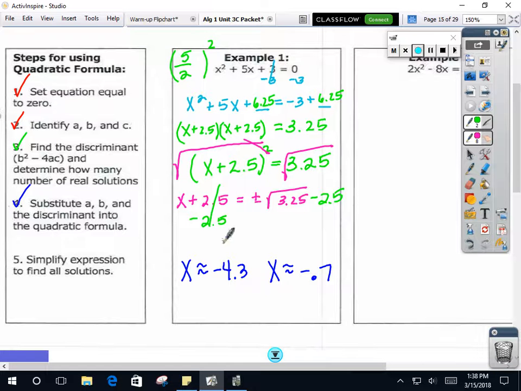And then that, was it negative 4.3? Did you type in the square root of 3.25 and then minus 2.5 on the outside? Okay, and isn't that one of the solutions we got a while ago with the quadratic formula? Now type in the negative square root of 3.25 and then minus 2.5 on the outside.